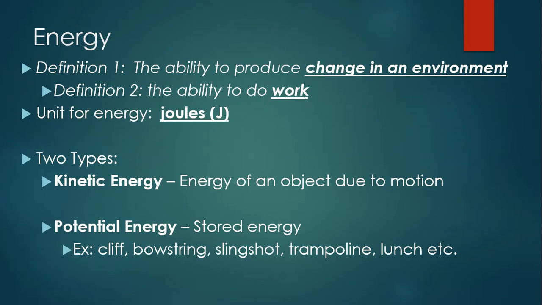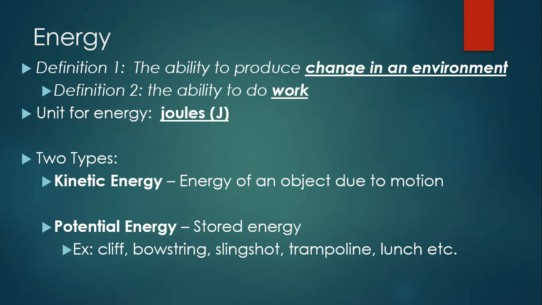ATP is the chemical energy currency of the cell. In that molecule, you have chemical energy stored as well. That's potential energy, but we're not going to get to chemical potential energy today. In a bowstring, in a slingshot, in a trampoline, we have what's called elastic potential energy because those things stretch, and when they stretch, they're storing energy because they're not moving yet.